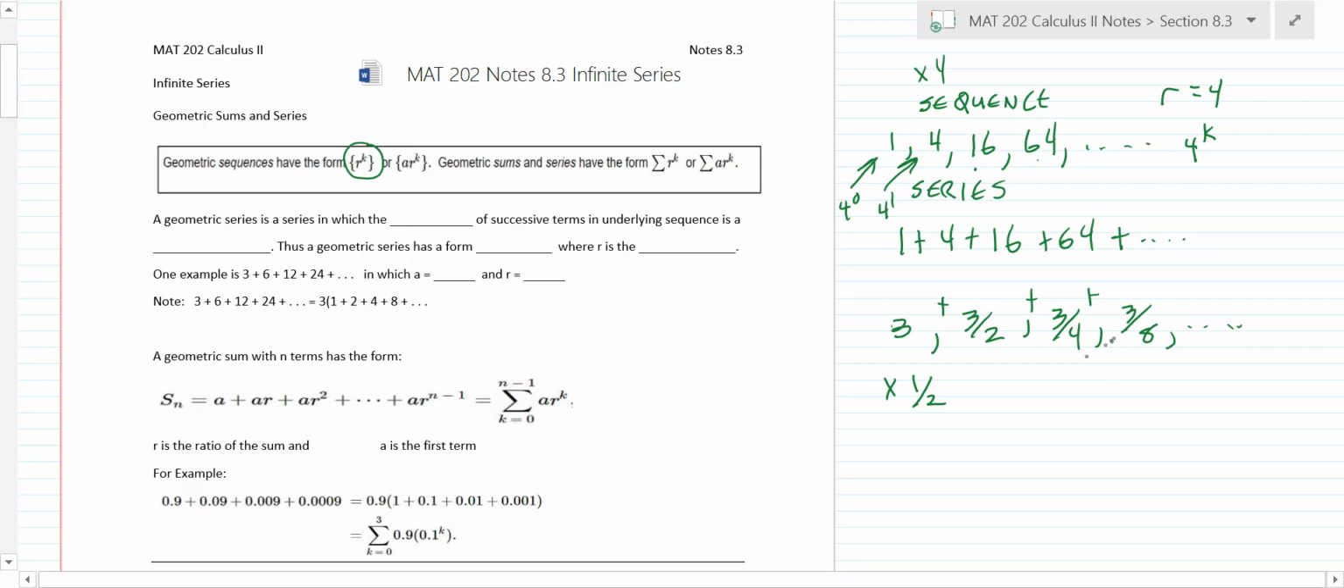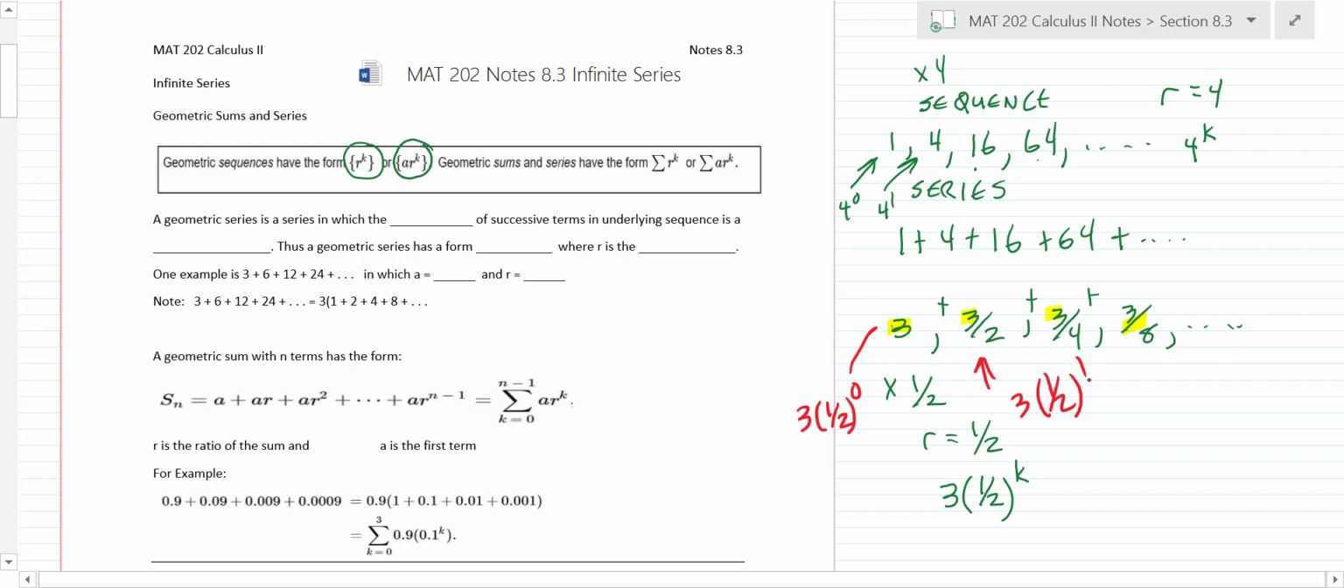And with this one, it'd be the same thing. R would be equal to a half this time, okay? Then you would have a form like this, where you would have 3 times 1/2 to the k power. And 3 is going to be like that constant. If you look at this sequence, that 3 is always there, isn't it? Okay, that 3 is always there. And this first term right here would just be 3 times 1/2 to the 0. This term right here would be 3 times 1/2 to the first, and so forth. So tell me if you understand that okay.